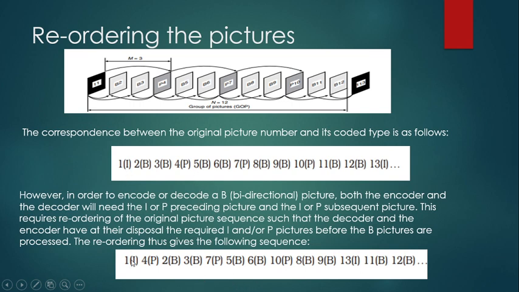As you can see, I have reordered. The first one I have to keep as an I frame itself. Again, before the B, we should have a sufficient I or P frame. So this 4P we are going to reorder; it is going to come before this 2B. And again, we are having two bidirectional pictures. Before the 5B, we are going to keep 7P. So likewise, the reordering has to be done.